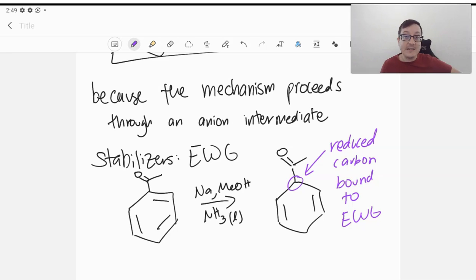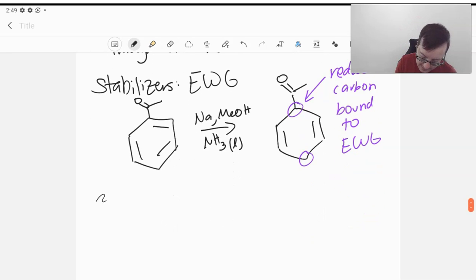And of course, because the mechanism has it such that we're going to end up with parallel double bonds, the side on the other part of the molecule will also be reduced, right? Because both things have to be reduced here. And so if an electron withdrawing group stabilizes it and allows that position to be reduced, we're going to see that electron donating groups destabilize.